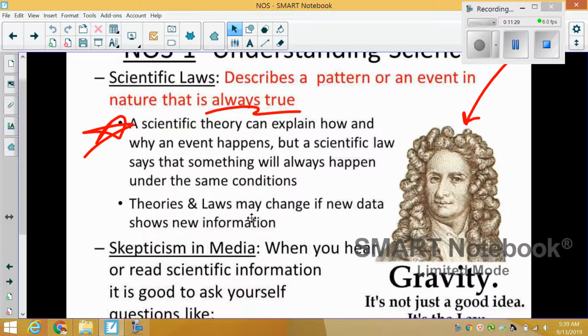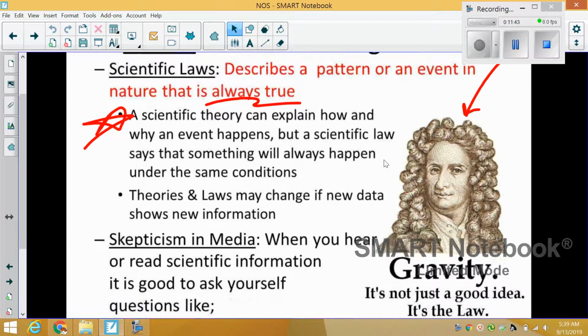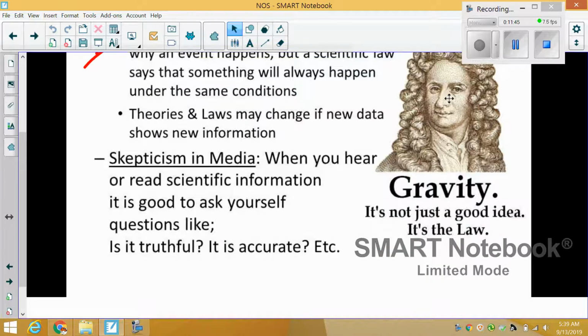Okay, a law is a pattern that is always true. It's been supported by lots and lots of data and lots of experiments, and it is pretty much always true. Like the little picture I have over here, that's Sir Isaac Newton, and it says gravity, it's not just a good idea, it's the law. That's why it's called the law of gravity, because gravity always happens. It happens on Earth, it happens on the moon, it happens on Jupiter. Gravity always happens.